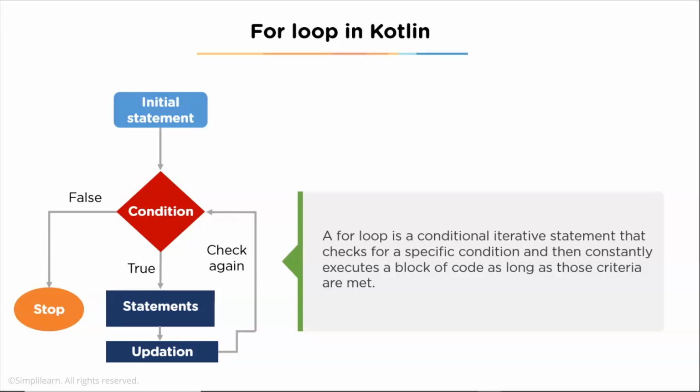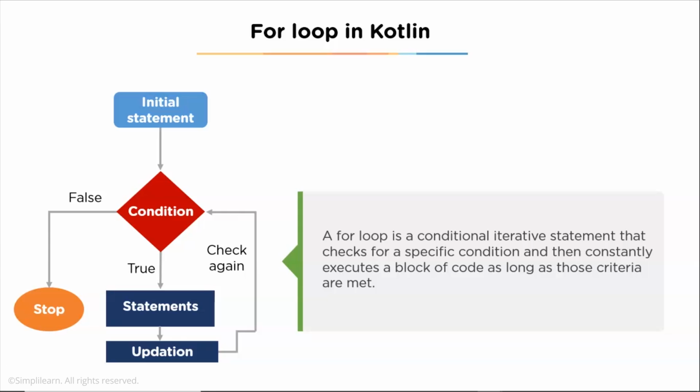As we can see in the diagram, first there is an initial statement, then there is a condition, and if that condition evaluates to be true, then the statements inside the loop body are executed and updated. The updation can be incremental or decremental. Then again, the condition is checked. If it's true, then the same process will get repeated, and if the condition is not satisfied, then the control jumps out of the loop. This complete process will keep on repeating until the condition evaluates to be false.